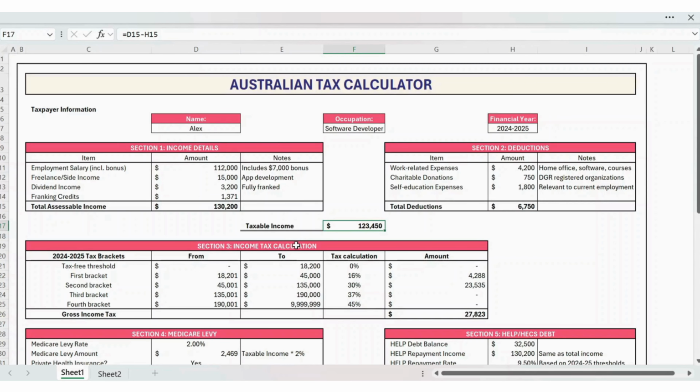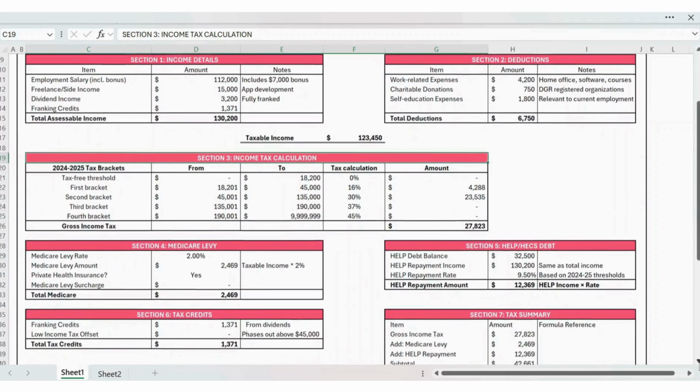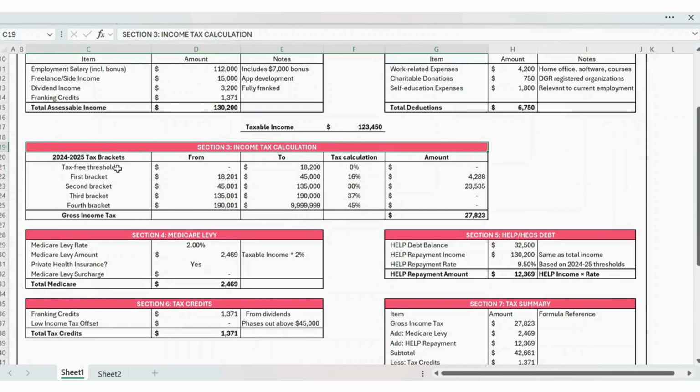Part 4. Section 3, Income Tax Calculation, the progressive brackets. This is the engine of the calculator, applying Australia's progressive tax rates. The formula in column G might look complex, but it's clever. It uses min and max functions to calculate tax only on the income within each bracket. Let's follow Alex's $123,450 taxable income. Bracket 1, $0 to $18,200.